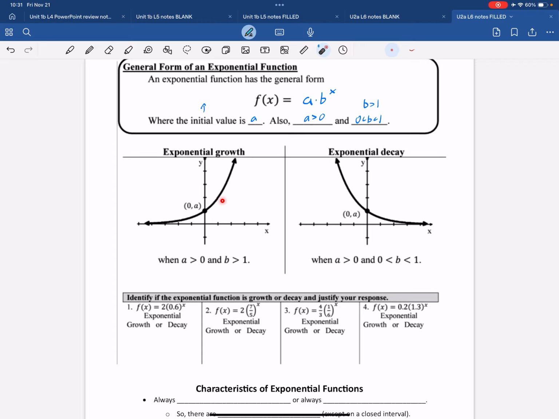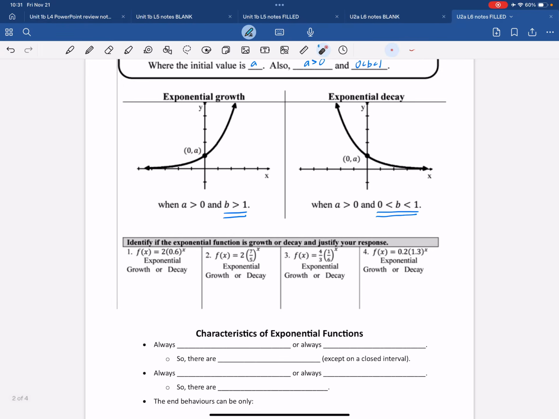Here's the picture. When we have a positive a and b is greater than 1, that's growth. So when we have a base that's bigger than 1, left to right, the graph's going to grow. When we have a base that's between 0 and 1, that's called exponential decay. So the graph will fall as we go left to right. And again, the initial value, the value when x is 0, in both cases is a.